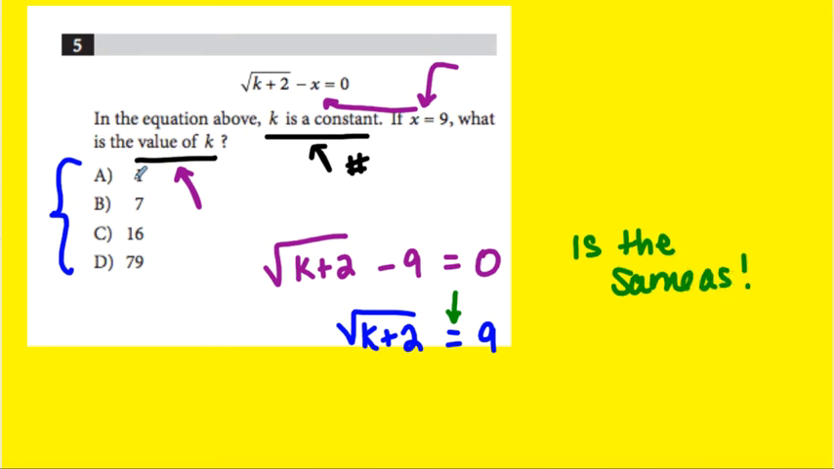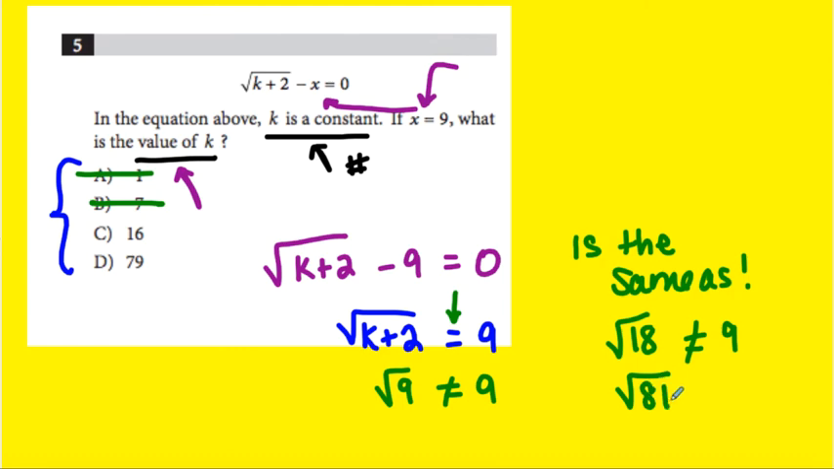So, look, if I plug in 1, 1 plus 2 gives me the square root of 3. The square root of 3 is not 9. It's smaller than 9, so it's not 1. If I plug in 7, 7 plus 2, I get the square root of 9. The square root of 9 does not equal 9, so that's not it. If I plug in 16, 16 plus 2 gives me the square root of 18. The square root of 18 does not equal 9. With 79, I get 81, the square root of 81, which is 9, so my answer is D.